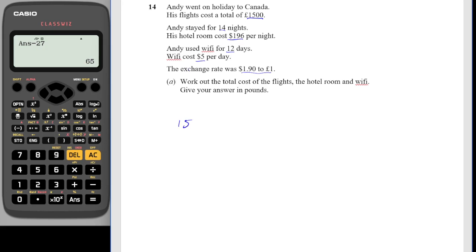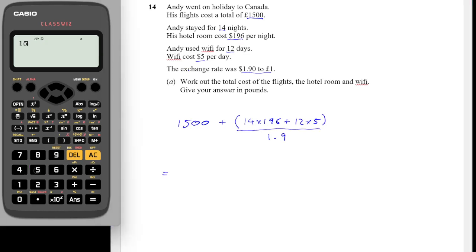Okay, so in effect we want to do this sum, so 1,500. I'm going to convert all of these into pounds as I go. So the total cost in dollars is going to be 14 times by 196 plus 12 times by 5, and that will give me my cost in dollars. I want to convert that into pounds, so I need to divide that by 1.9. So that's going to be 1,500 plus, and then we'll type it in as a fraction, so 14 times by 196 plus 12 times by 5, and I want to divide that by the exchange rate of 1.9.